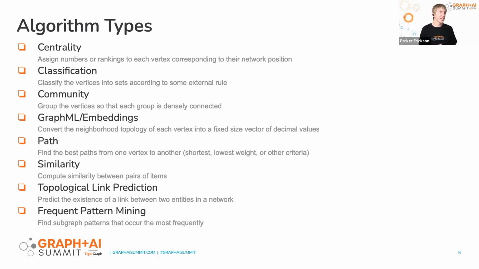We also have classification algorithms. So, you know, this vertex belongs to this group, and learning that classification. We're also going to take a look at a classification algorithm today, K-nearest neighbors. We also have community, so finding vertices within the graph that are very closely related to one another and densely connected. We're also looking into those with Louvain community detection today.